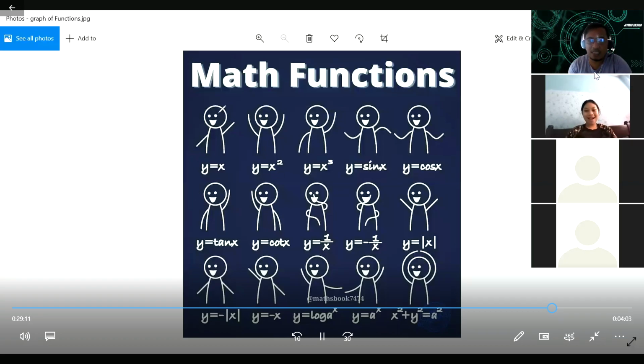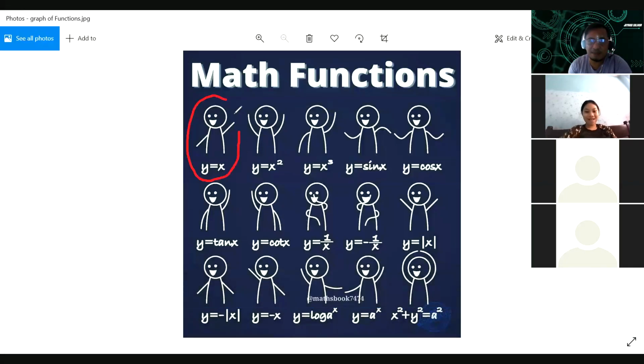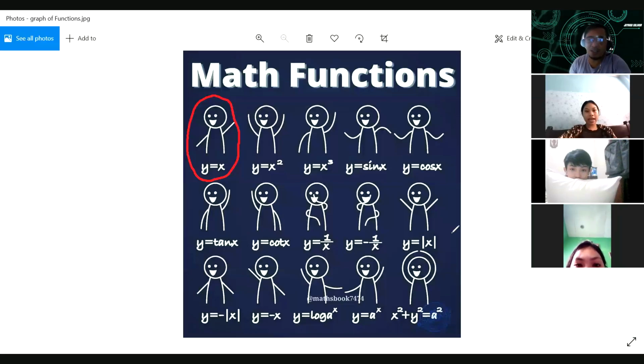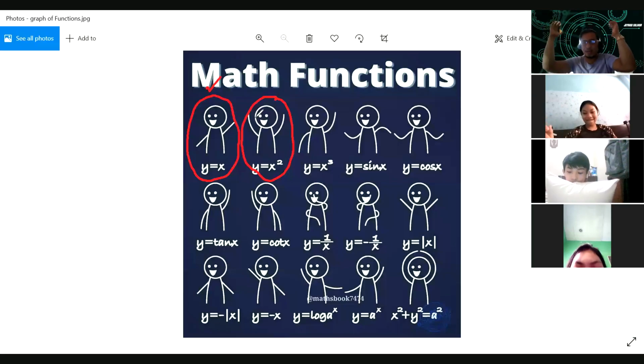The first one is what function, class? Linear function. Linear, but be specific. What linear function is that? Identity, sir. Yes, this is a linear function, but it is more specific to be called the identity function. How about this? Quadratic function. Very good. And the graph of that is a parabola, opening up or going down, depending on whether it is negative. How about this? Cubic, sir. Cubic function.